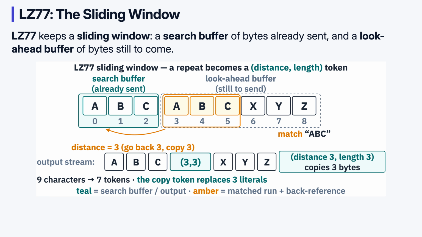The classic dictionary method is LZ77, and it uses a sliding window with 2 parts. The search buffer holds the bytes already sent. In the figure, that is the first ABC. The look-ahead buffer holds the bytes still to come. Here, ABCXYZ. At each step, the encoder searches the search buffer for the longest run of bytes that matches the start of the look-ahead. As bytes are encoded, the whole window slides forward, so the dictionary is always the recent past. That is where the name sliding window comes from.